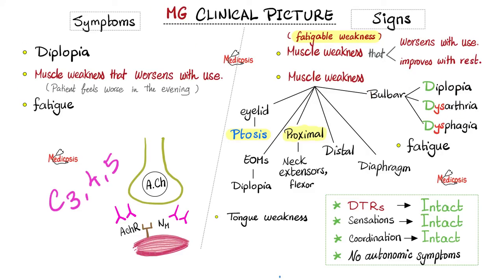Pay attention. Myasthenia gravis has normal deep tendon reflexes. Reflexes in general are normal. Normal sensations, because only the skeletal muscles, motor, are affected. Normal coordination, because the cerebellum is healthy. And no autonomic symptoms, because myasthenia only targets the receptors on skeletal muscles and not smooth muscles.